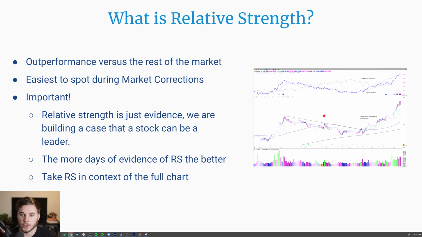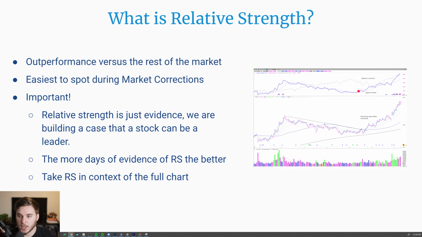We've got Ford from earlier in 2021. We had a clear basing pattern, a downward channel, which it broke. And as the market was declining off highs, this stock started outperforming, starting a new uptrend, forming higher lows. And you can see the relative strength line start increasing as well, beginning that RS phase.